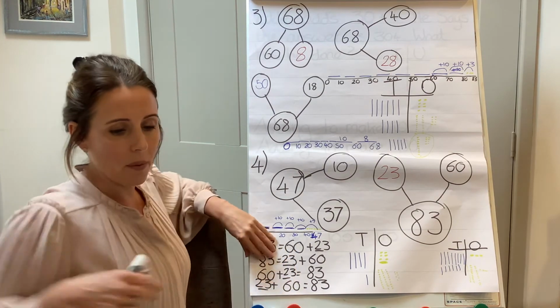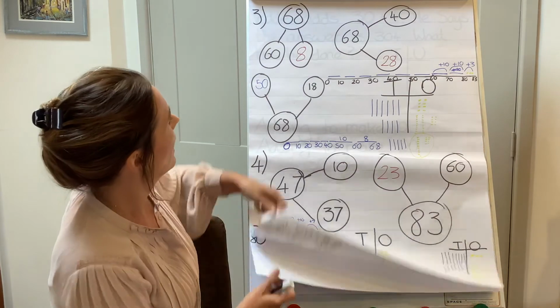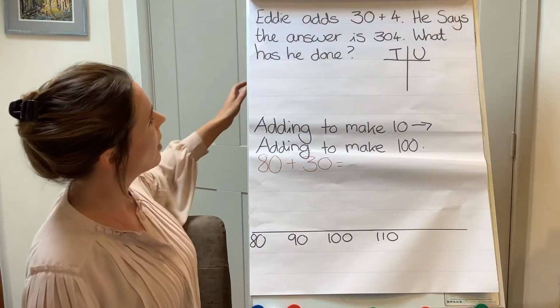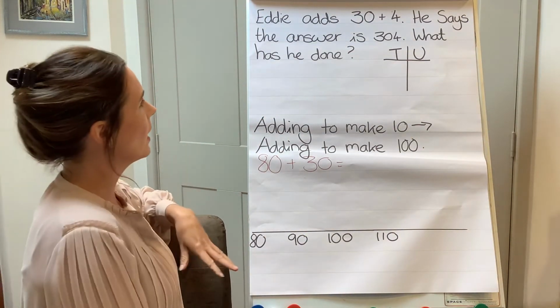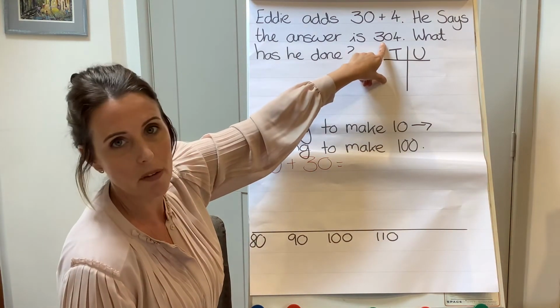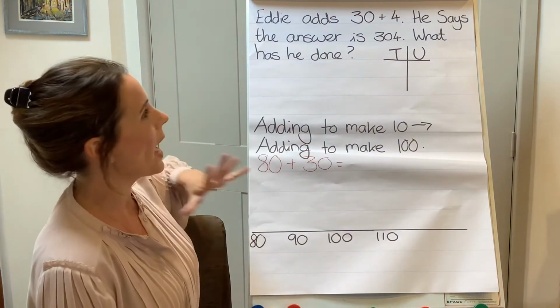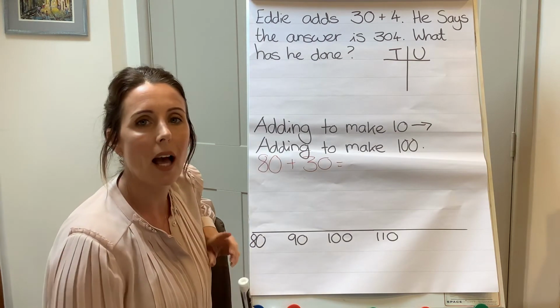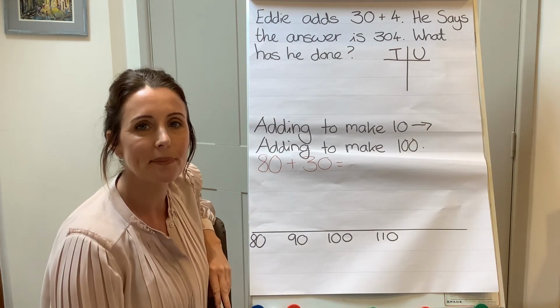Okay, so Eddie has been adding 2 numbers. He wrote down 30 and 4, and he says the answer is 304. What has he done? What mistake has he made? Have a think about that one.